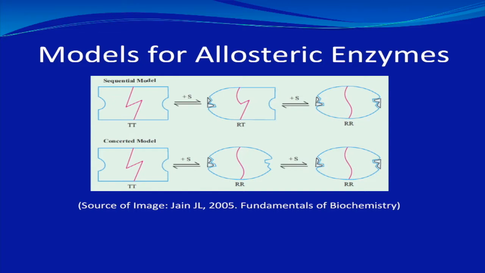One is called the sequential model, the other one is called the concerted model. The sequential model was proposed by Koshland. According to the sequential model, the subunits in the allosteric enzymes can get converted from the tensed state to the relaxed state in a stepwise manner.